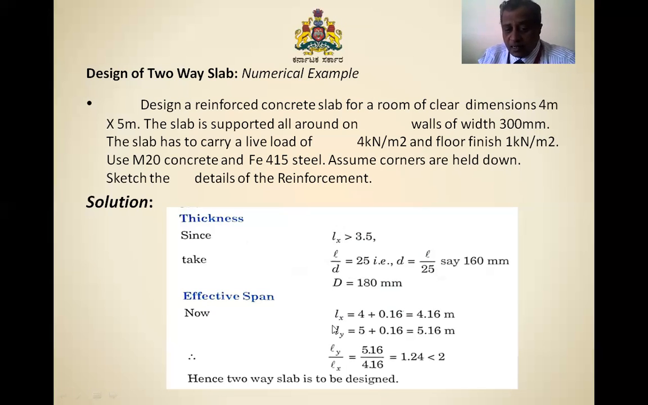The effective span Lx is equal to the shorter span plus effective depth, 4.16, and the width of the support is 300 mm, hence the lesser is the effective depth only. So the effective span in the short direction is 4.16, and in the longer direction is 5.16. What is the longer span to shorter span ratio then? 5.16 by 4.16 works out to 1.24, which is less than 2. Hence, the slab is to be designed as a two-way slab.